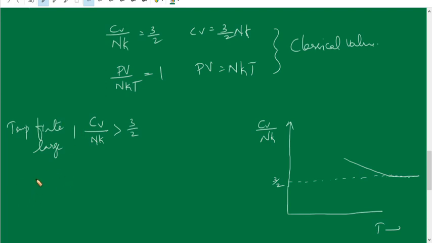Another thing is, as T tends to 0, we know that specific heat also tends to 0. At 0 Kelvin the specific heat is negligible. That means as temperature tends to 0, specific heat is 0. Therefore this graph will be like this. At some point of temperature, this will be maximum. So here we have the maximum.